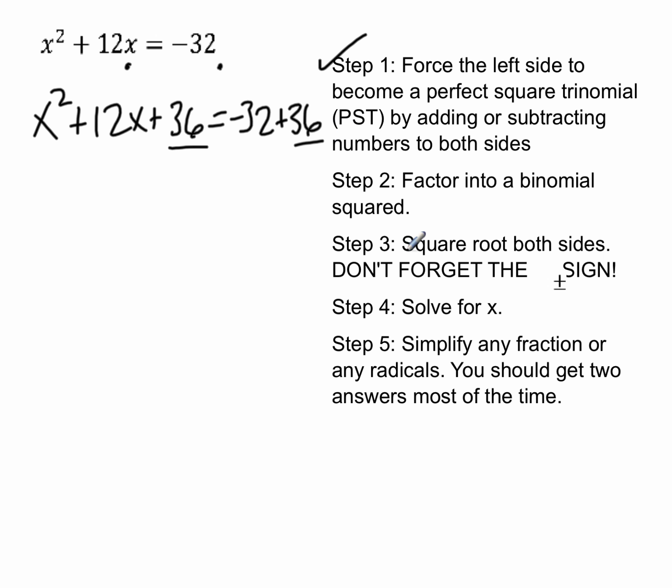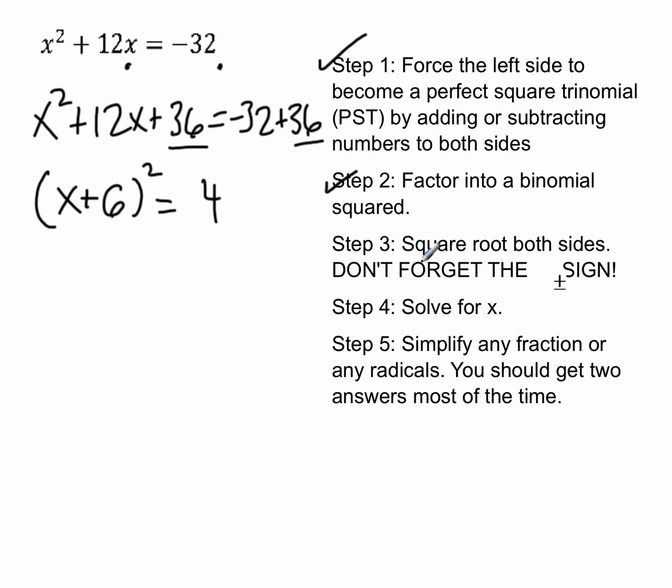Okay, great. Step 2, factor into a binomial squared. Check. All right, x squared plus, what number goes here? When I factor this whole side, what number goes here? Well, it's going to be half of 12. 6 squared is 36. 6 doubled is 12. This side, I actually have to do the math. 36 minus 32 is 4.